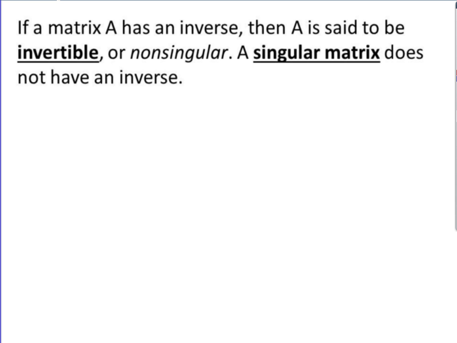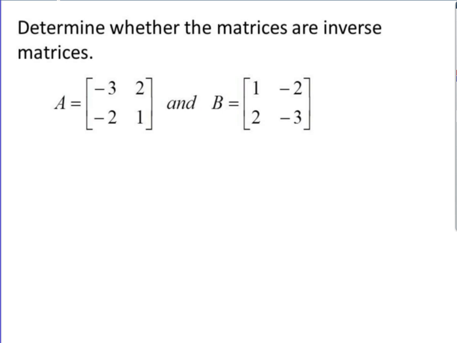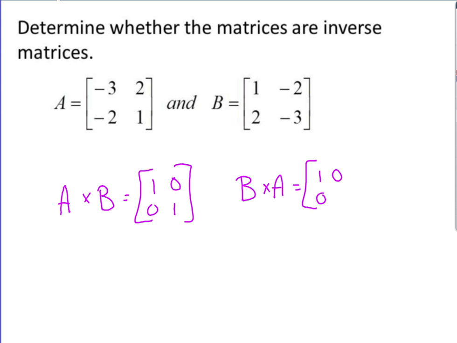Some matrices are able to have an inverse, which means they are invertible. Some of them are not going to have an inverse, so they are singular matrices. To determine if matrices are inverses of each other, you do matrix A times matrix B, and then you also check matrix B times matrix A. We can just type these into our calculator. A times B gives 1, 0, 0, 1. B times A again gives 1, 0, 0, 1. Since we ended up with the identity matrix both times, these are inverses.